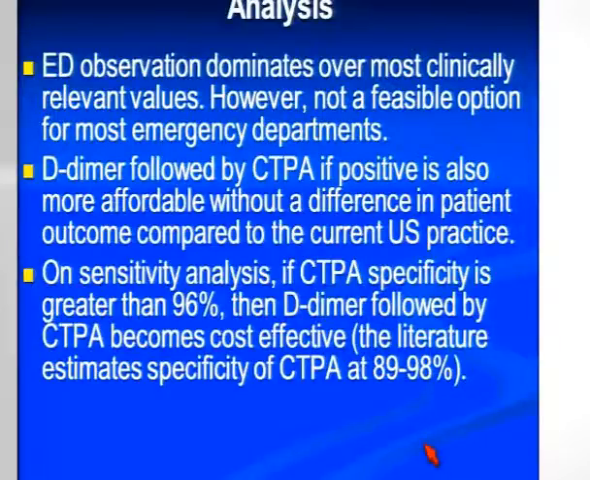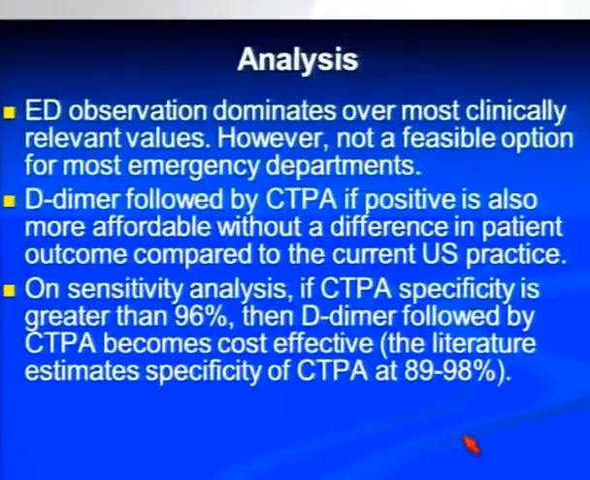And so the literature estimates the specificity of CTPA between 89 and 98%. So as long as we think that we're as good as we hope that we are as radiologists, and as accurate and as specific as we would hope in reading CTPAs for pulmonary embolism, then D-dimer followed by CTPA is the dominant strategy.